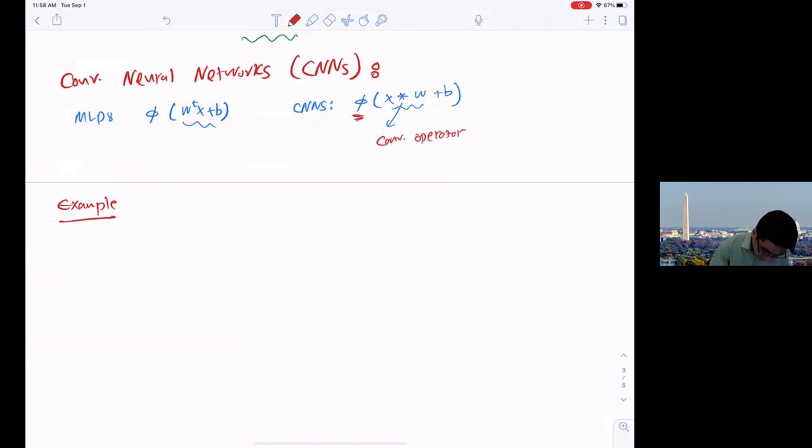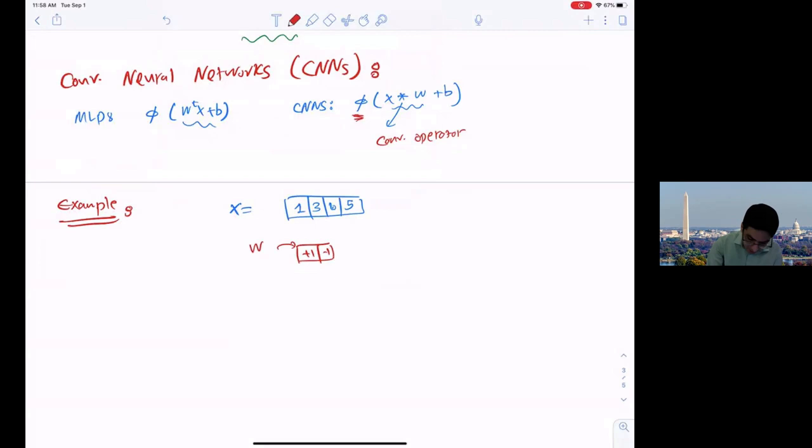I don't want to go into the mathematical notation because the concept is in fact very simple. Here we have X. Let's say we have a four-dimensional X with the numbers 1, 3, 10, 5. These are my pixel values. Now I'm going to have a filter, let's say plus one, minus one. This is my W, these are my weights. I'm going to look at the inner product between this vector and this part of my image.